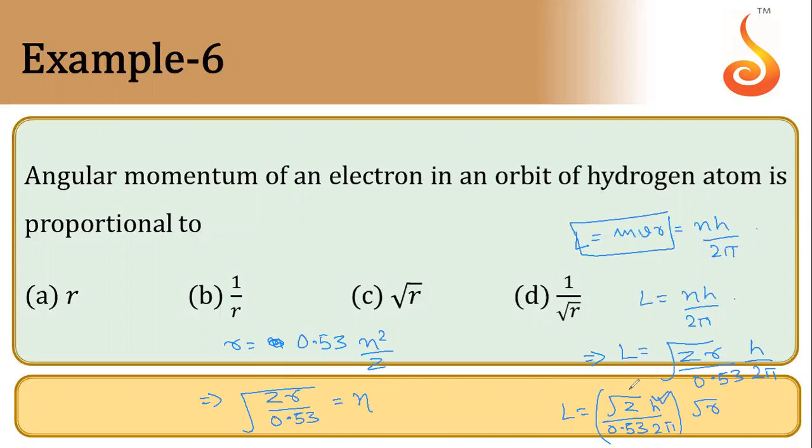Z is the atomic number, and for the hydrogen atom this is 1. This pi and these values are constant, which means angular momentum is directly proportional to root r. So that is our option C.